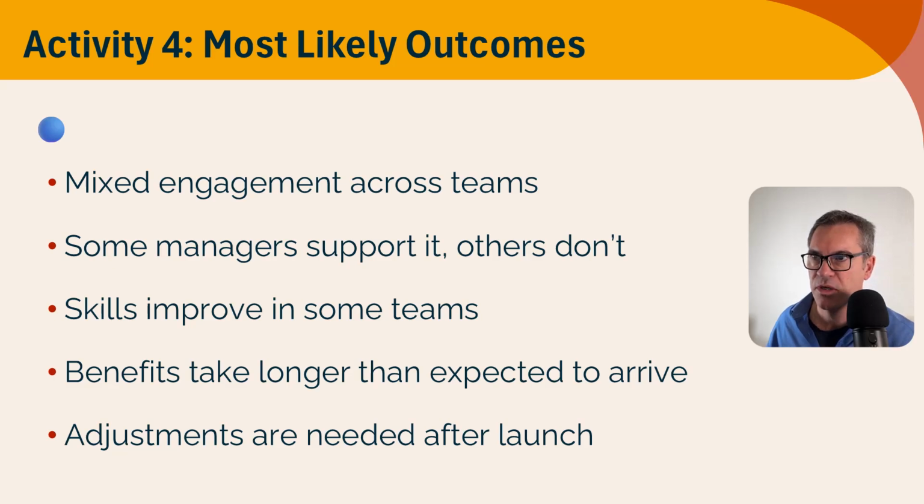Example for most likely outcomes: mixed engagement, managers supported it and some didn't. Skills improved for some people, it didn't for others, and the benefits took longer. So that could be the 3 different slides. So I'm going to come up with these 3 different lists.